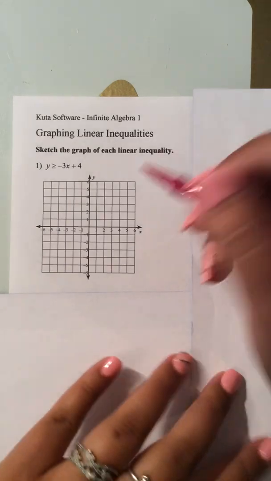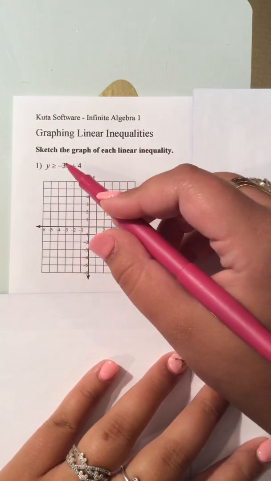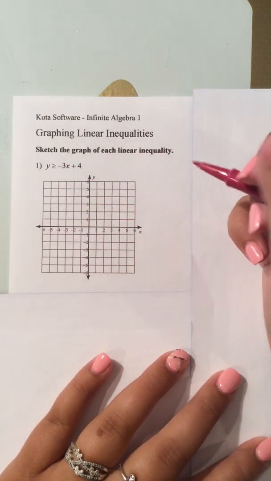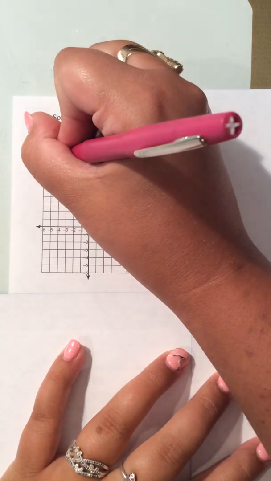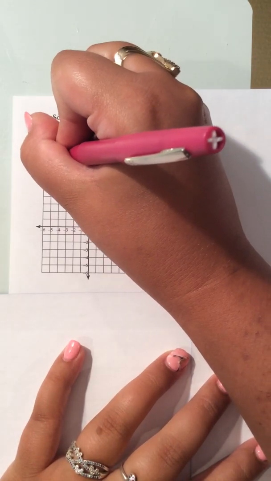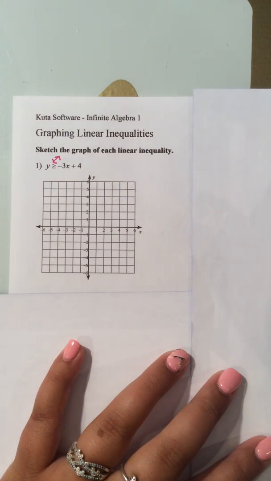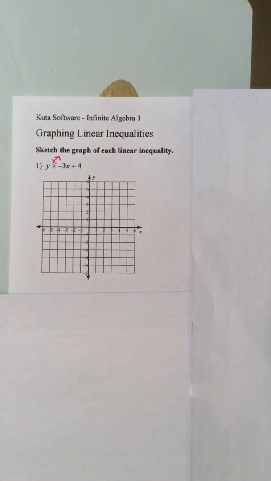So if we look at our first example, we have y is greater than or equal to negative 3x plus 4. Well, this greater than or equal to means that I'm going to have a solid line, okay? Because it has that equal to. So anything on that line, it actually can equal. So that's really good to know if you're looking for a solution, which we'll go over what a solution is.